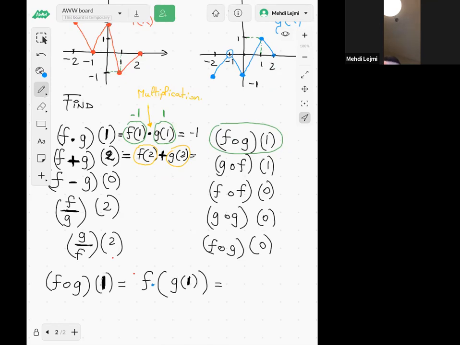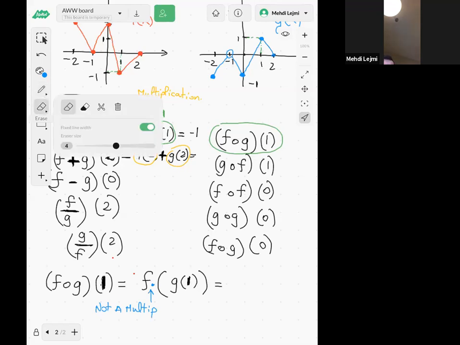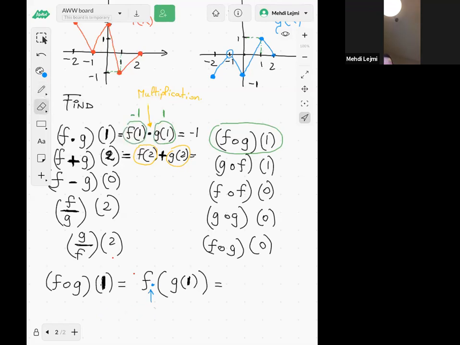Again, this is not a multiplication. It's a composition. So it's f of g of 1. It's not f multiplied by g of 1, right? So let me just emphasize here. This is f of g of 1.